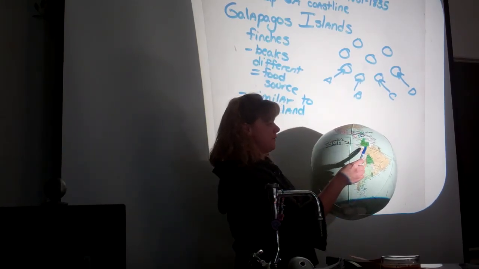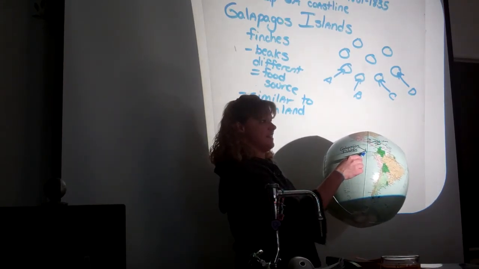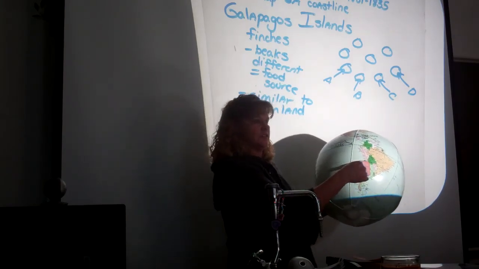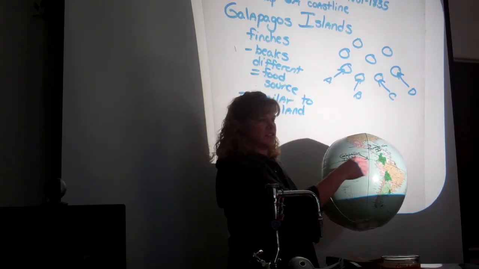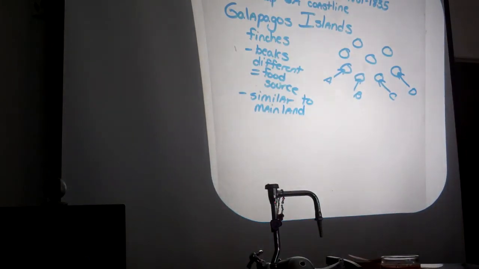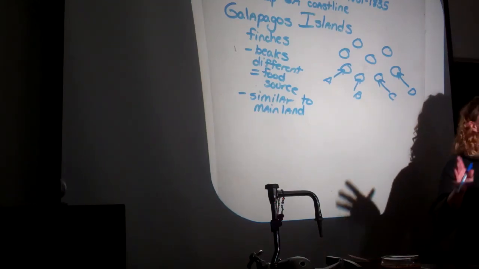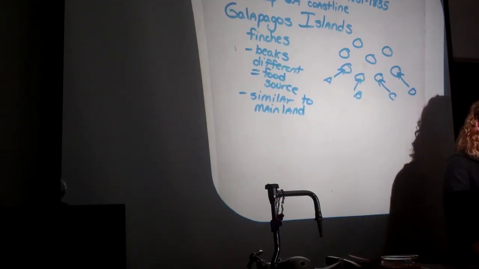And he's like, well, they probably somehow found a way to get over to these islands and then kind of changed once they were at the islands. So he's putting all this together. He's noticing a lot of just similarity yet differences in these finches.